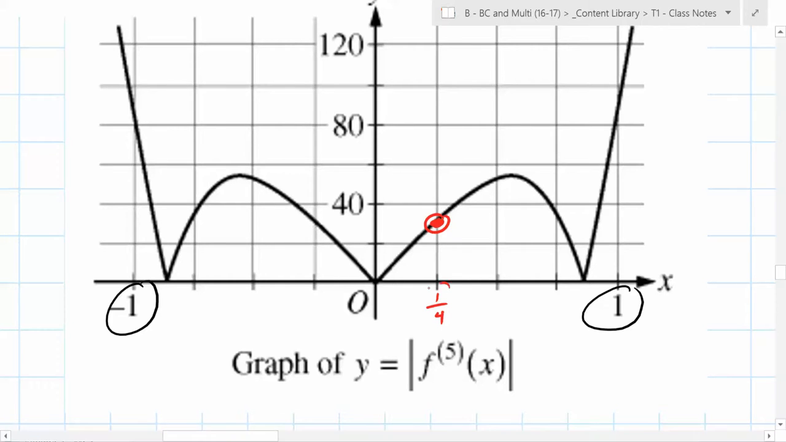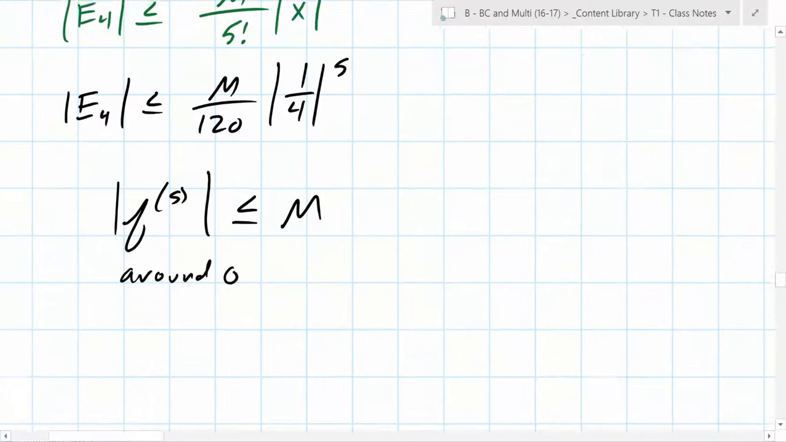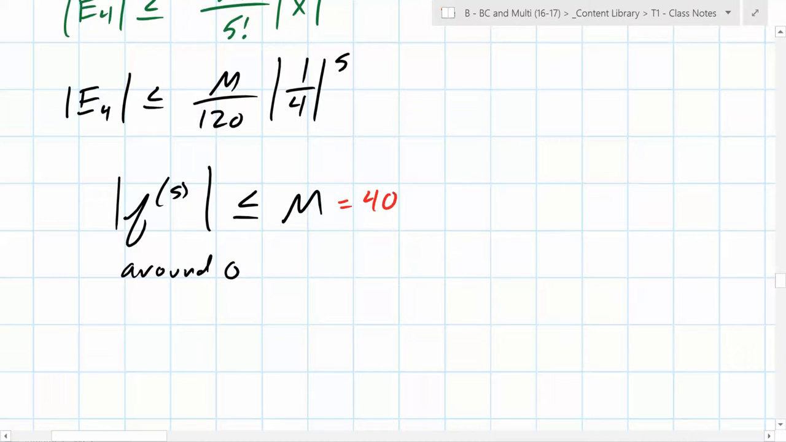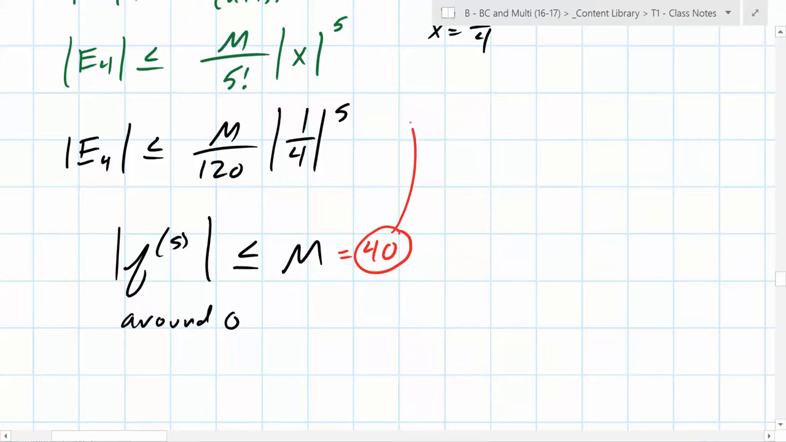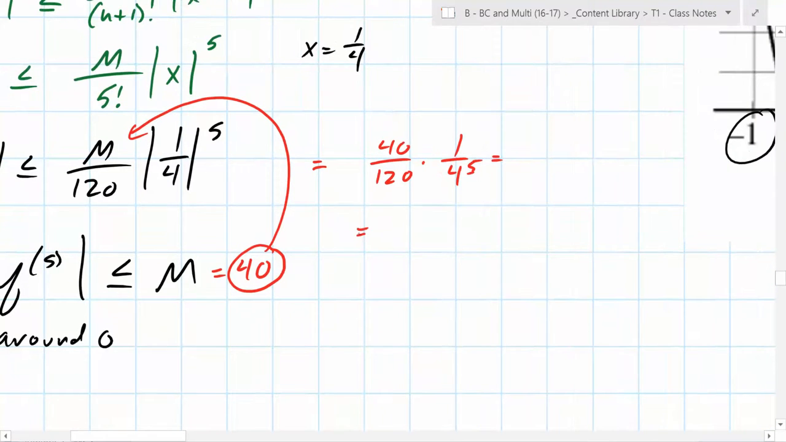Can you tell me at x equals 1/4, what's definitely bigger than the output? 40 is definitely bigger than the output. Do you agree? So what should we let M equal? 40. Yeah, so let M equal 40. Where do we plug that in? Up there, correct? So now you have to do a little bit of math here, and what are you going to get? 40 over 120, times 1 over 4 to the 5th, right? Well, what cancels there? You end up with 1/3 times 1 over 4 to the 5th, right?